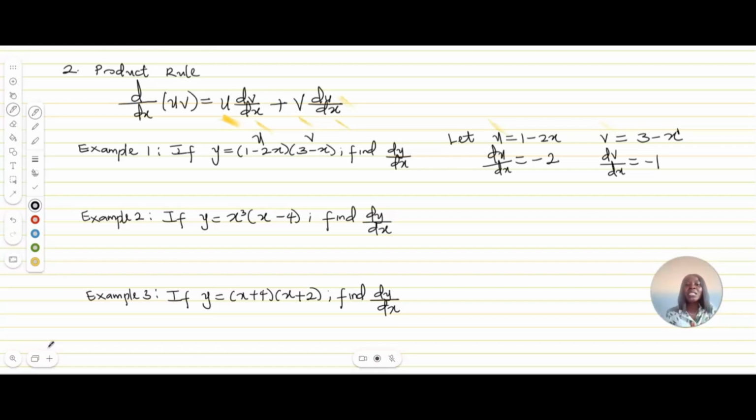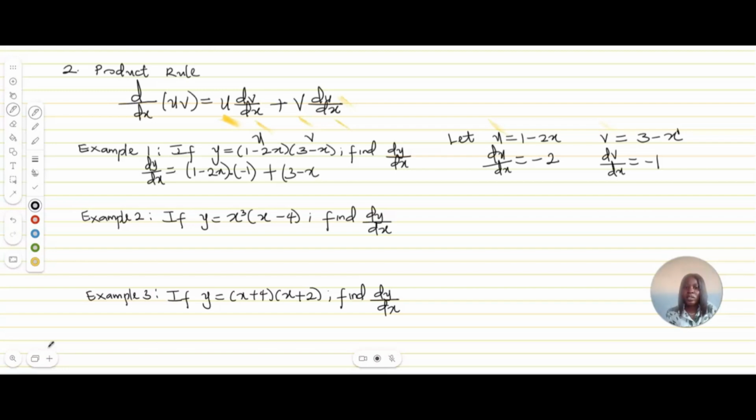So now I have my parameters complete. I have my u, I have my v, I have my du dx, I have my dv dx. What do I need to do? Slot them into my formula and do the needful. So dy dx will simply be what? What is u? u is 1 minus 2x. What is dv dx? Negative 1. So, dot, negative 1. Then the formula says plus, what is v?